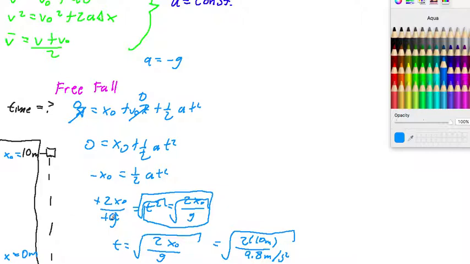Notice how the negative gravity cancels out the negative position from earlier. So now meters cancel out, and you end up dividing by seconds squared, so you put it on top and then take the square root for units. After you plug this into your calculator, you end up having 1.43 seconds. So it took the box 1.43 seconds to fall, and that is your answer.